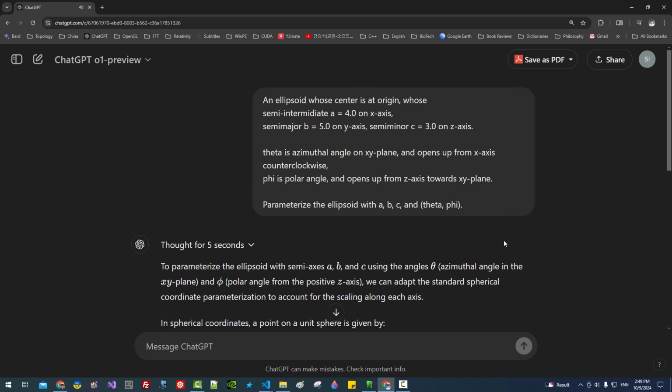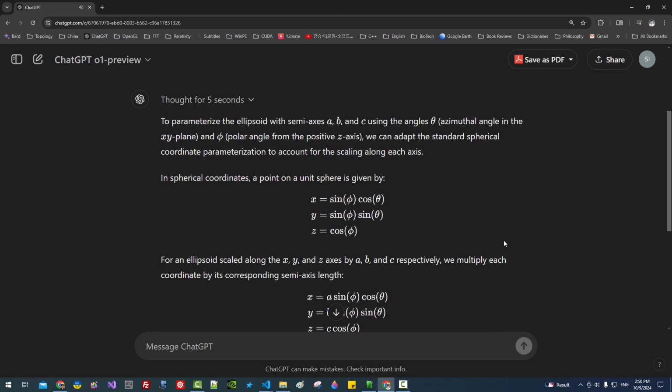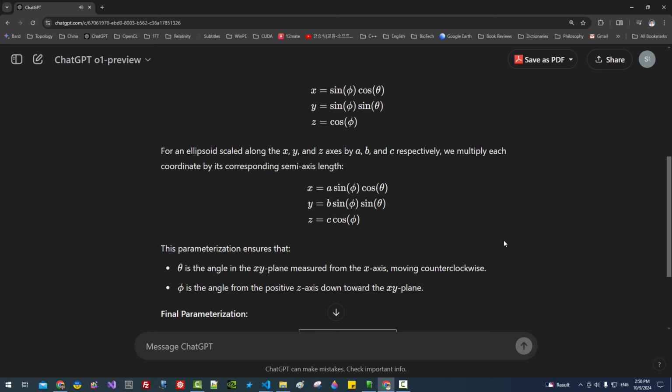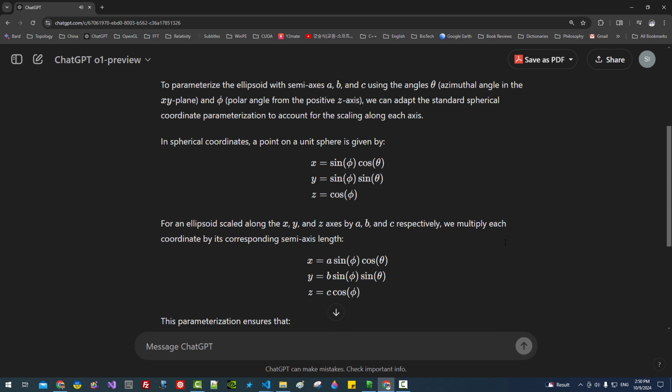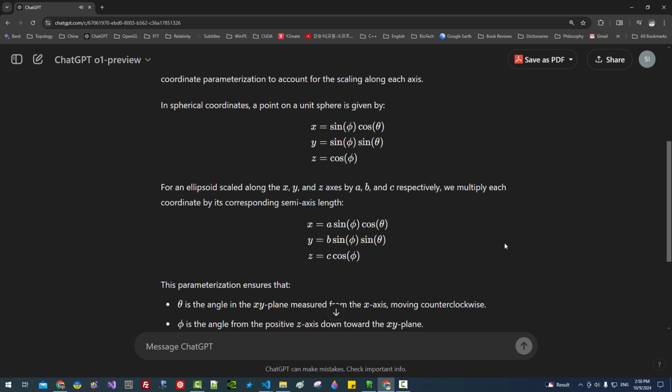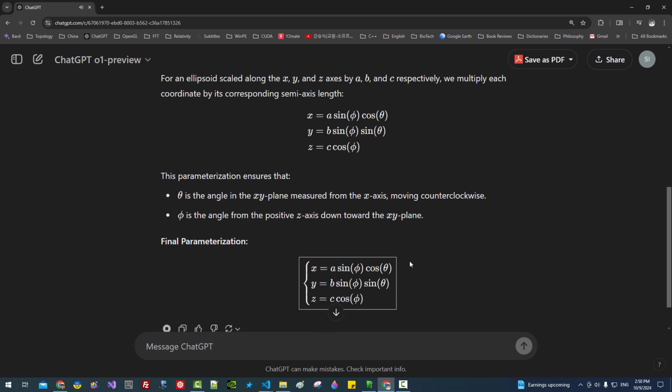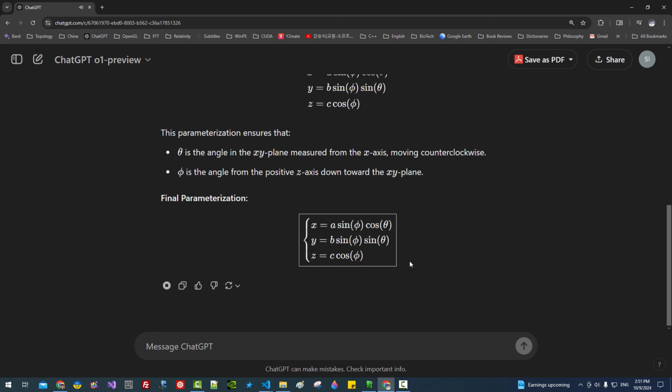To parameterize the ellipsoid with semi-axes A, B, and C using the angles theta, the azimuthal angle in the xy plane, and phi, the polar angle from the positive z-axis, we can adapt the standard spherical coordinate parameterization to account for the scaling along each axis. For an ellipsoid scaled along the x, y, and z axes by a, b, and c, respectively, we multiply each coordinate by its corresponding semi-axis length. This parameterization ensures that theta is the angle in the xy plane measured from the x-axis, moving counterclockwise. Phi is the angle from the positive z-axis down toward the xy plane.